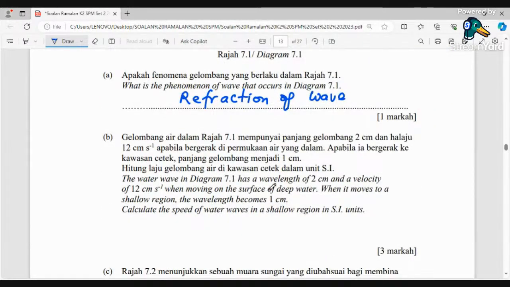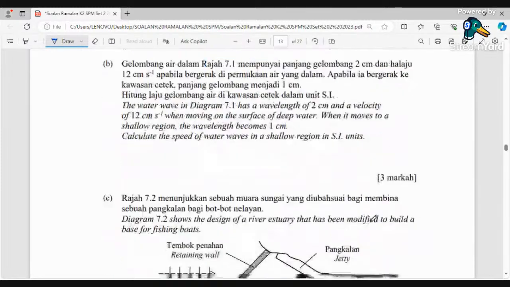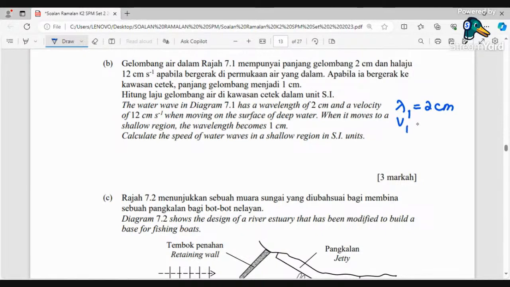Okay, B, water wave has wavelength 2 cm and velocity 12 cm s^-1, moving on the surface of deep water. When moved to the shallow region, wavelength is 1 cm. Calculate speed of water in shallow region in SI unit. Okay, you can list down all the information. Let's say for the deep region, kita gunakan lambda 1, 2 cm. V1 ialah 12 cm s^-1. For the shallow region, lambda 2, 1 cm. What is speed in shallow region?